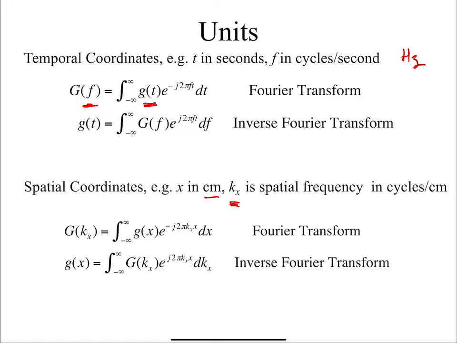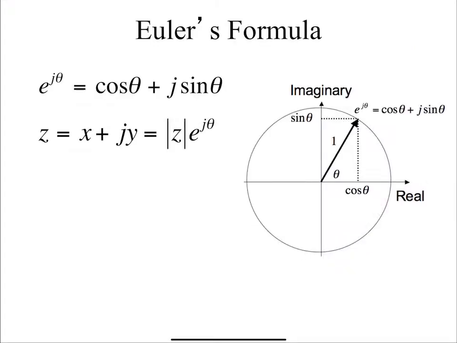So when you see x and kx, you know you're in space. When you see t and f, you know you're in time. All right? That's just a common thing. Just to review, this is Euler's formula, which is super useful. The main thing is e to the j theta equals cosine theta plus j sine theta. We're going to see this again in MRI. This turns out to be the actual physical picture of what's going on.